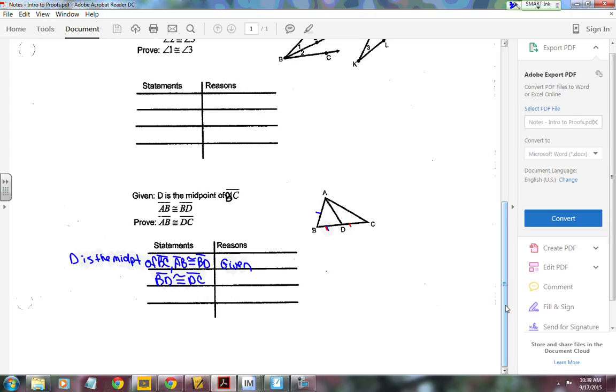Didn't say bisector up here. What did I say? Midpoint. Okay, so the definition of midpoint is the midpoint theorem. All right. So if AB is congruent to BD and BD is congruent to DC, what can I say? AB is congruent to DC. And that is true.